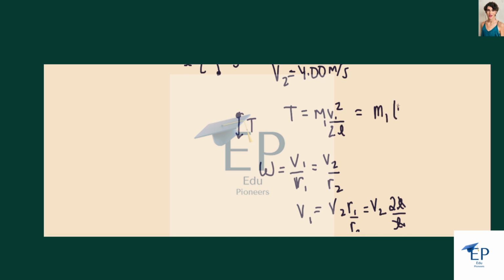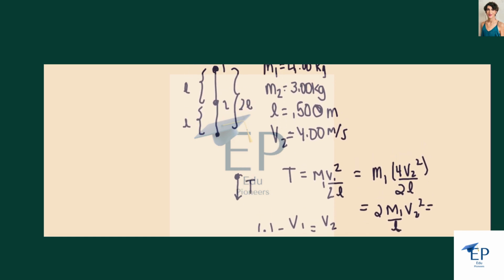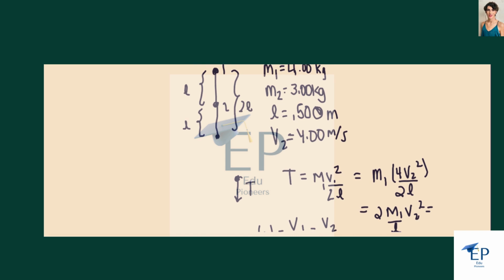So M1 times 4 V2 squared divided by 2L. So that's 2 M1 over L times V2 squared. Now I can plug that into a calculator. Actually I don't need to, because all the numbers are nice here. So 2 times 4 is 8, times 16 divided by L. So 8 times 16 divided by 0.5 is 256 newtons.